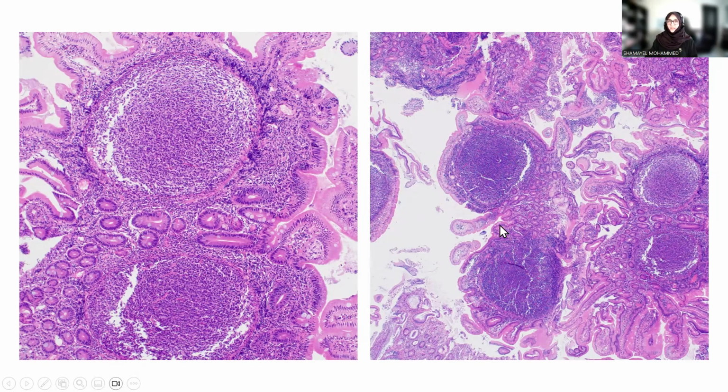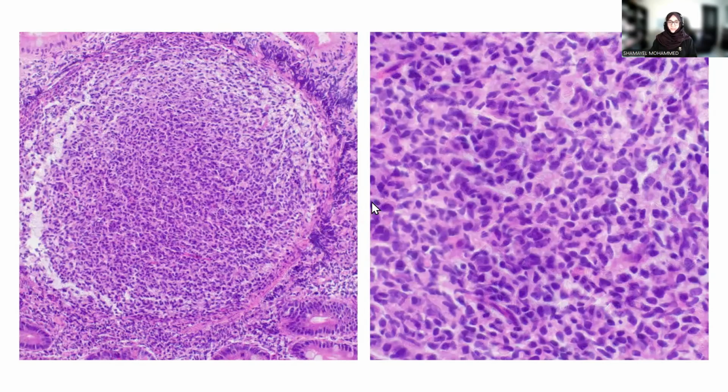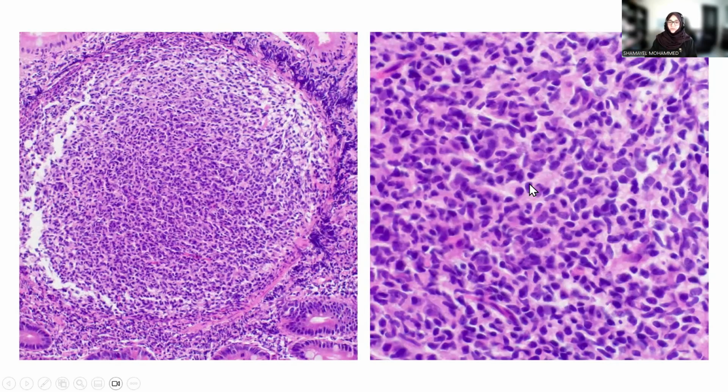We call this a balloon glove appearance, as if you have blown into a glove and you have the villi swollen by the lymphoid follicles. The high power view shows you the lymphoid follicles here.